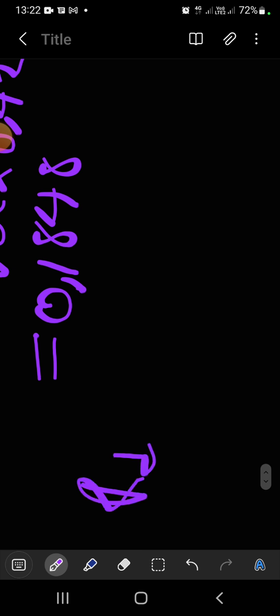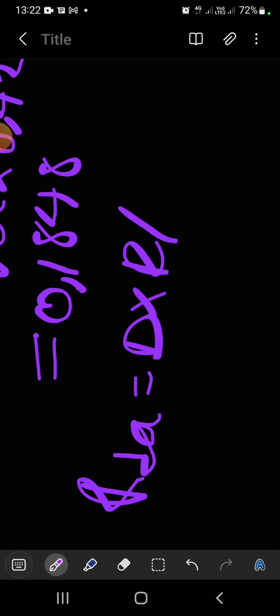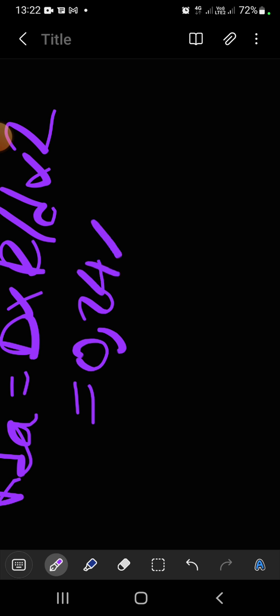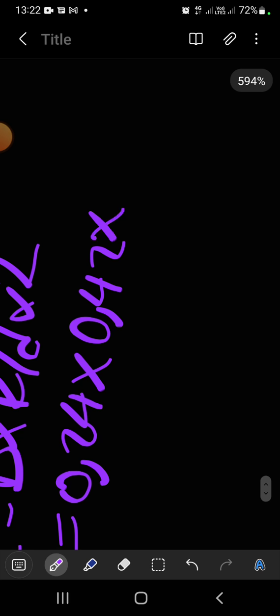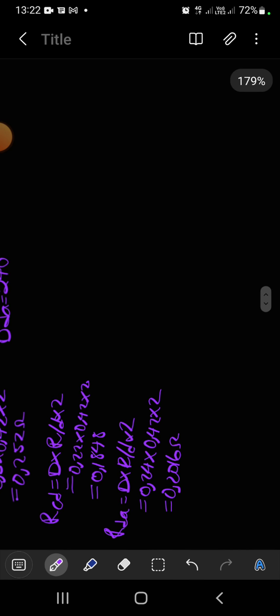Then we have RCD is equal to, again, distance times R per D times 2. So that is 0.22 times 0.42 times 2, and the answer should be 0.1848. Then we have RDA is equal to, again, distance times R per D times 2. That is 0.24 times 0.42 times 2, and the answer should be 0.2016 ohms, right? So I hope you have your resistances down.